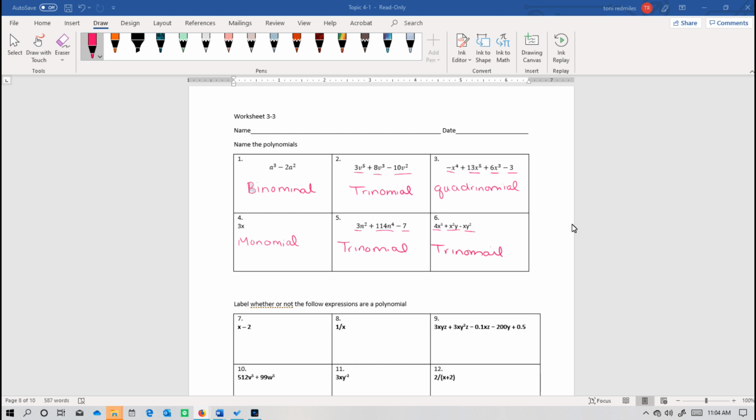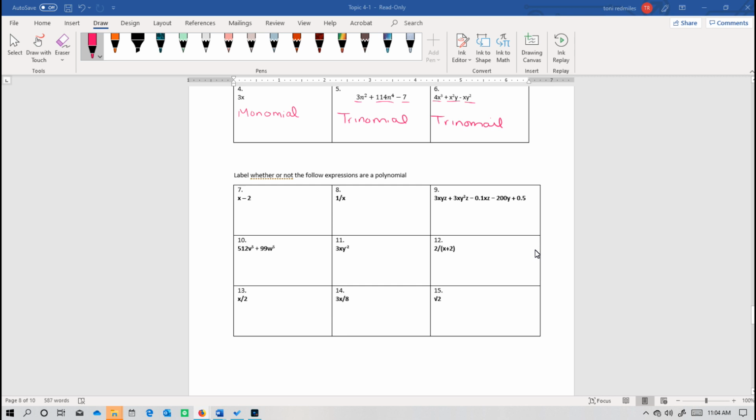Now remember that the only thing that says you're not a polynomial is if you're being divided by a variable. We can't even divide polynomials. We have to use a thing called synthetic division to be able to do that. So the only ones that are not polynomials are this one, being divided by a variable, and this one, being divided by a variable. That one is fine. All the rest are polynomials, because the only thing that matters is that they cannot be divided by a variable.